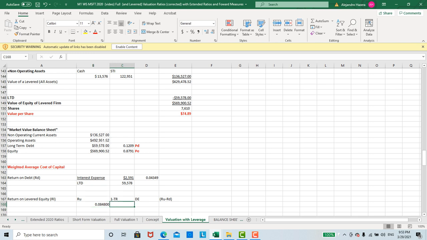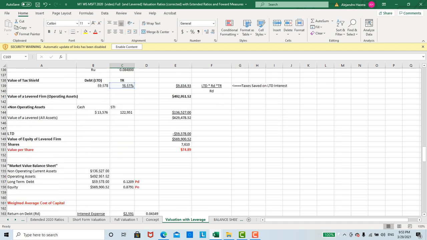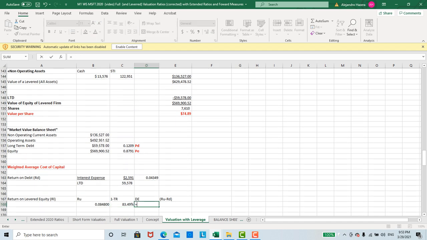8.5% more or less. 1 minus the tax rate is 1 minus, we had the tax rate somewhere up here. That's 16.51%. The debt to equity ratio is, and that's why I like doing the adjusted present value approach first, just to estimate this number here. You could estimate using market parameters, obviously, in your life.